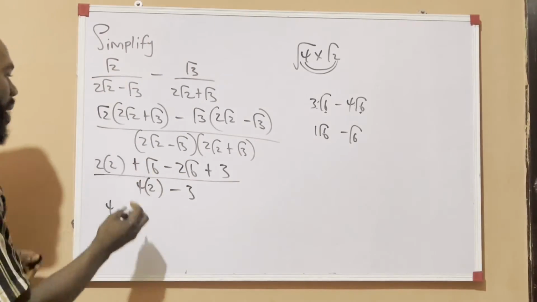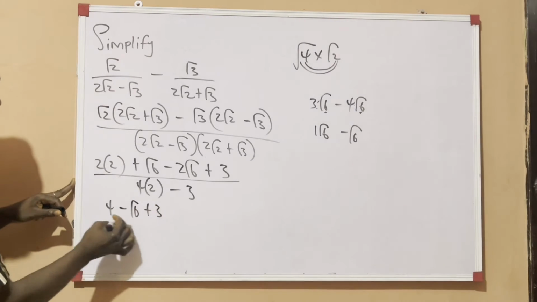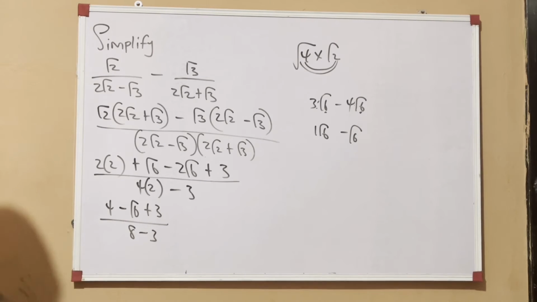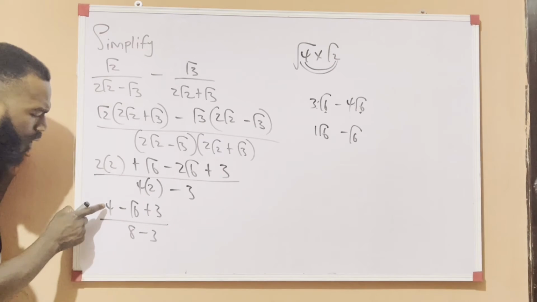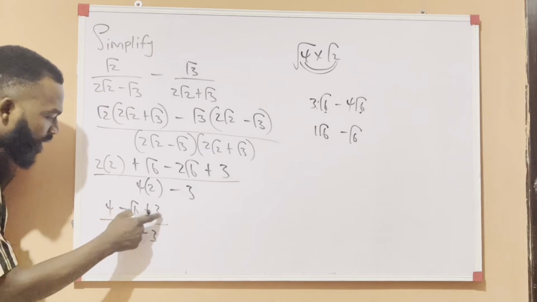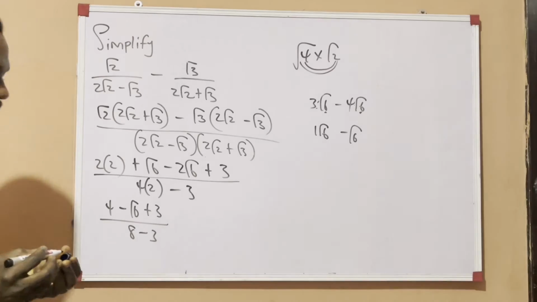So here becomes minus root 6 plus 3 over 4 times 2 gives us 8 minus 3. It's as simple as that. Good. Now let's proceed. I can't remove root 6 from 4 because 4 is not carrying root 6. But I can add 3 to 4 because they are just numbers. So 4 plus 3 gives us 7.